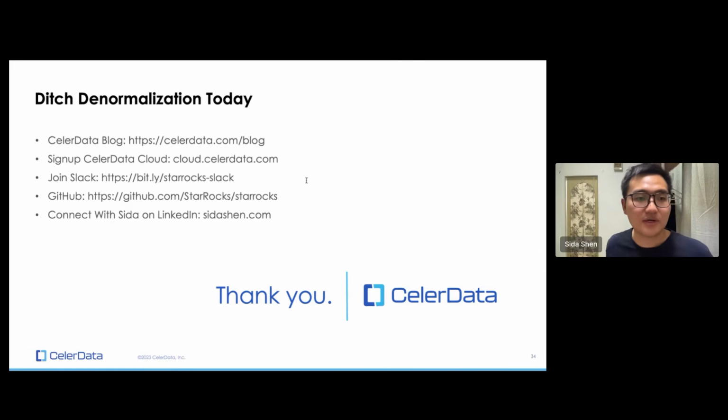Another question. Where can I get the performance benchmarks? So you can go to celerdata.com and under resources, you can go to white papers and case studies, and the first one is the performance benchmark comparison.